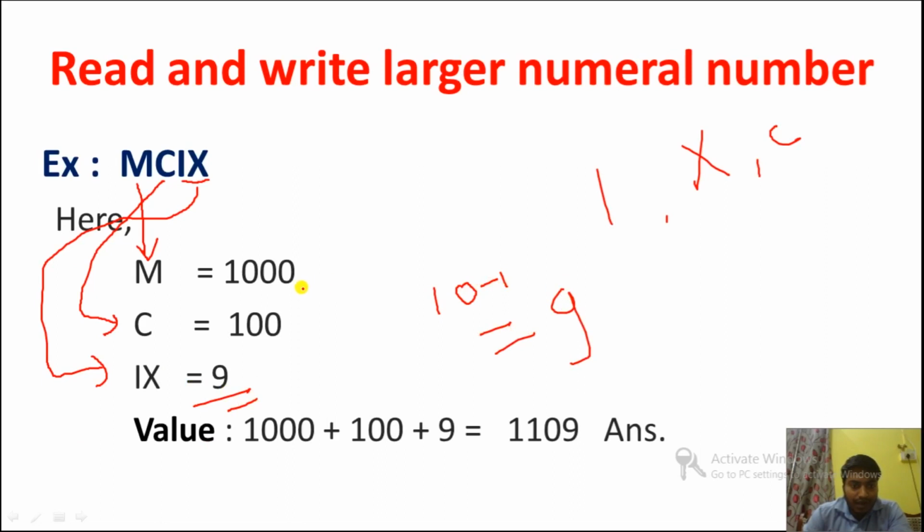Now we have to add all the numbers. 1000 plus 100 plus 9. When we add, we will get 1109. This is the number for this given Roman numeral.